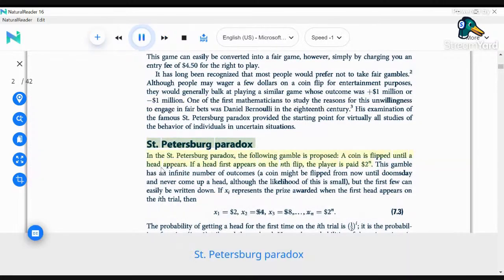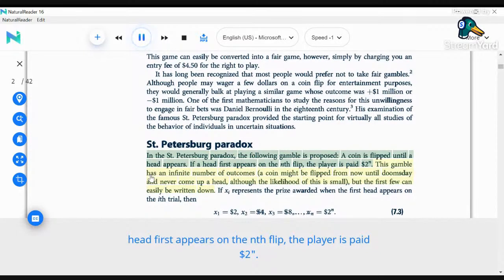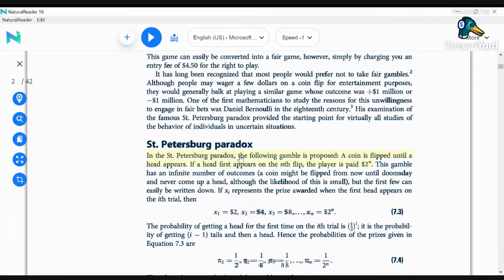Nah, kita baca ulang ya. St. Petersburg paradox. In this St. Petersburg paradox, the following gamble is proposed. A coin is flipped until a head appears. If a head first appears on the nth flip, the player is paid $2^n. Ya, jadi pada St. Petersburg Paradox, gambling yang diajukan sebuah koin dilempar hingga muncul kepala. Jika kepala muncul pertama pada lemparan keberapa, pemain akan dibayar $2 pangkat N. Jadi kalau N-nya munculnya pada lemparan kelima, maka uang yang diterimanya $2 pangkat 5.